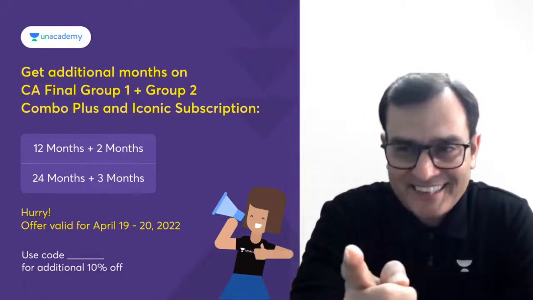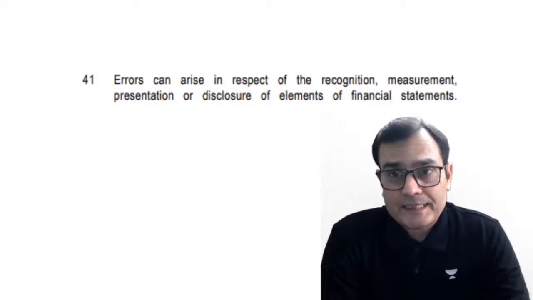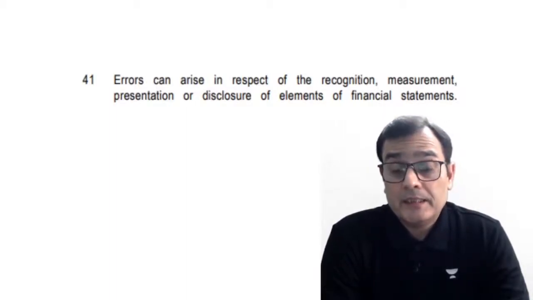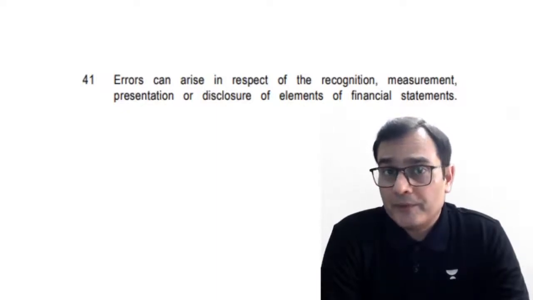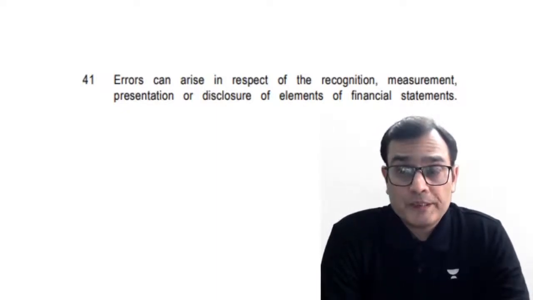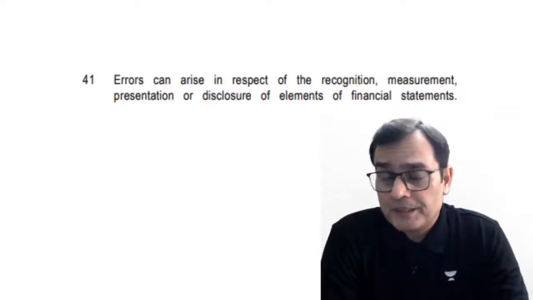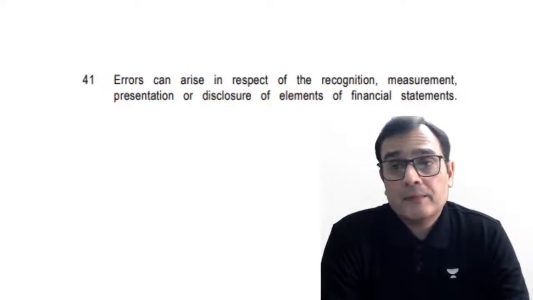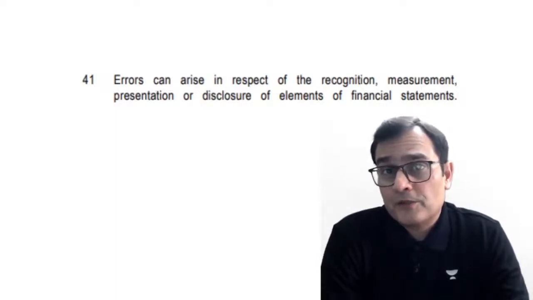Let's crack it. Para number 41 says that errors can arise, and that is very interesting. Number 1, it could be in the area of recognition. Number 2, it could be in terms of measurement. Number 3, it could be in terms of presentation. And number 4, it could also be in terms of disclosure.